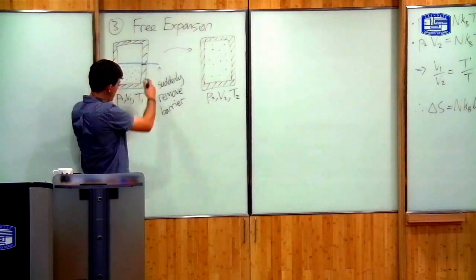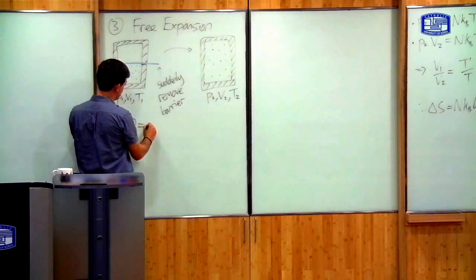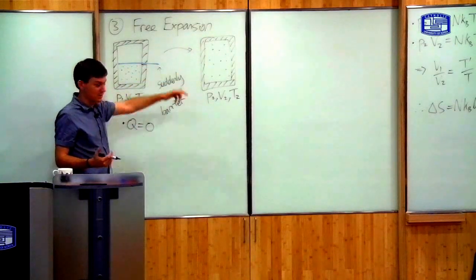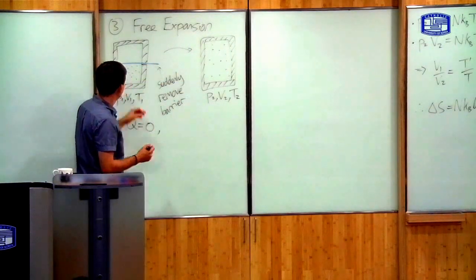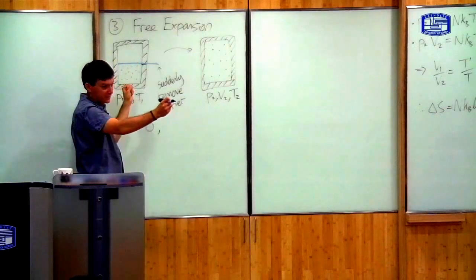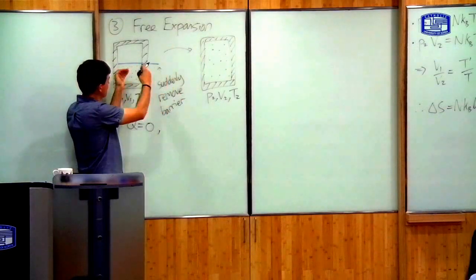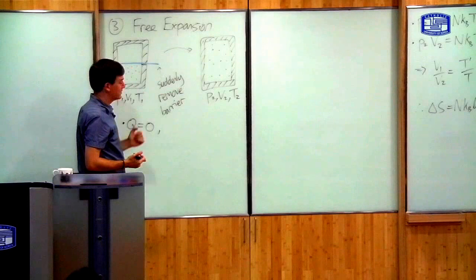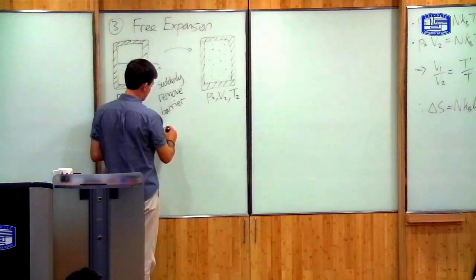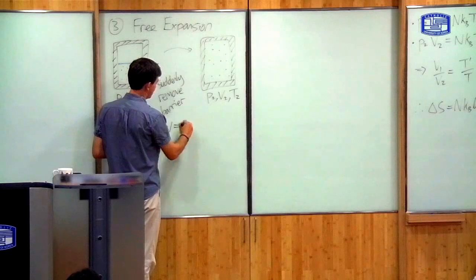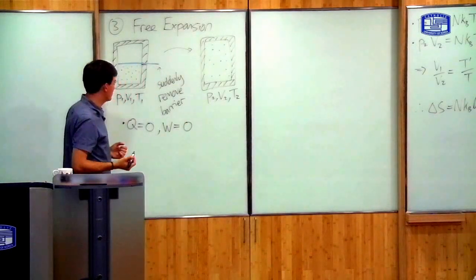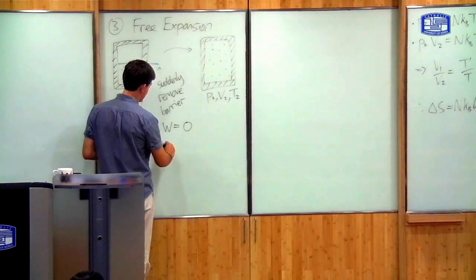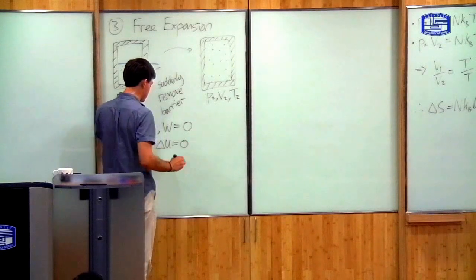well, it's thermally isolated, right? It's thermally isolated so that no heat has gone into the system through this process. Also, I do no work in removing the barrier, okay? The gas does no work because the gas is pushing this way, but I'm removing the barrier at 90 degrees to the force of the gas. So no work is done by the gas or done to the gas. So work done is also zero. And this means that in a free expansion, the change in the internal energy of the gas is equal to zero.